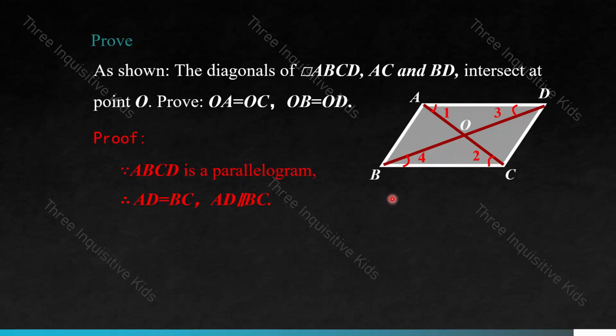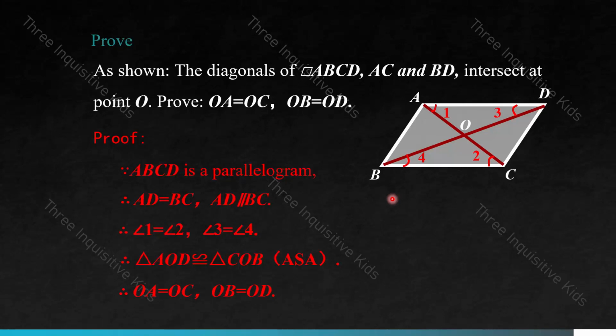ABCD is a parallelogram, so AD is equal to BC and AD is parallel to BC. These are some of the properties of parallelograms that we've studied from the last video. Therefore, angles 1 and 2 are equal, and so are angles 3 and 4. From this, we also know that triangle AOD is congruent to triangle COB, using ASA, angle side angle. So OA is equal to OC and OB is equal to OD.